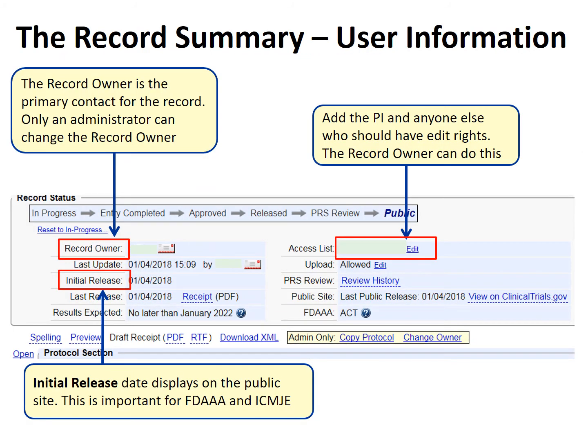The record owner is identified in the first field on the left column. Whoever initiates the registration is automatically assigned as the record owner, but this can be changed if needed. The record owner should add the PI and anyone else on the study team who needs to edit the record to the access list.